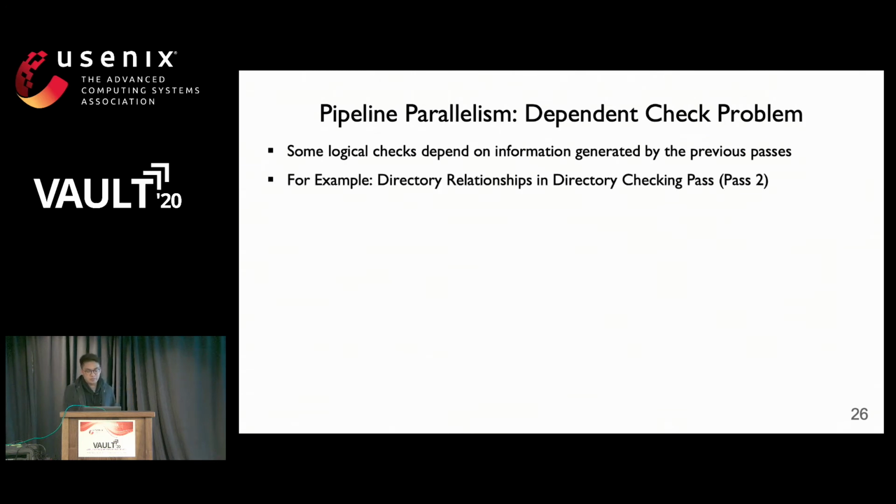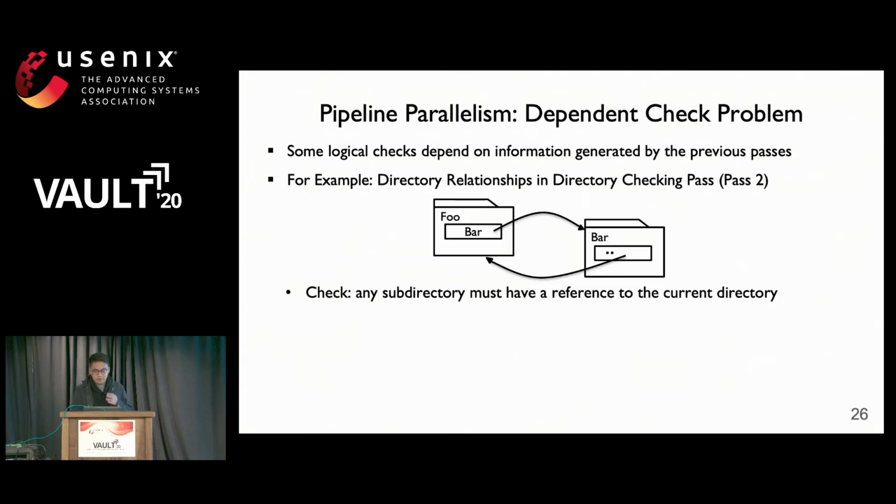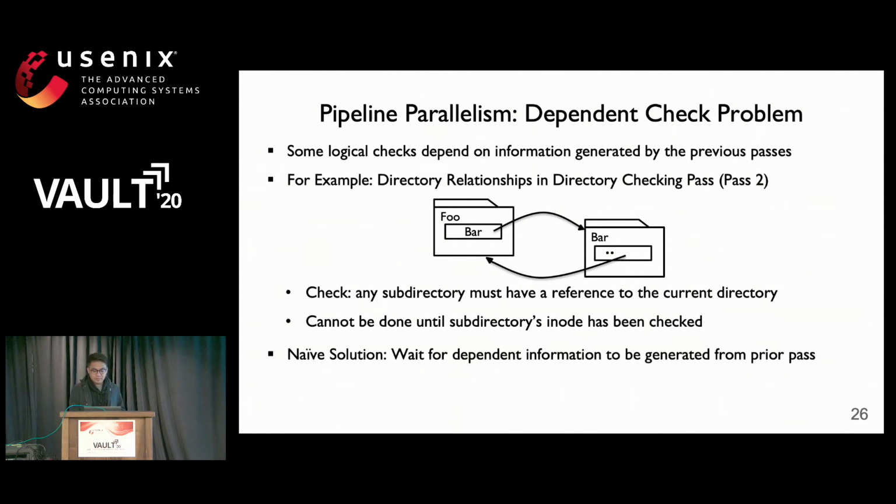For example, in pass 2, directory checks are verified. To verify directory relationships, we must check that any subdirectory must have a reference to the current directory. A simpler way of saying this is that if you can navigate to one subdirectory, you should be able to navigate back to where you came from. However, this cannot be done until both the parent and the subdirectory's inode has been checked. A naive solution to this would be to wait for dependent information to be generated from the prior pass. However, the potential issue is that it could stall working threads indefinitely.